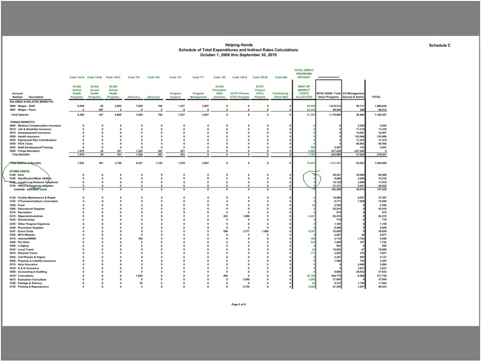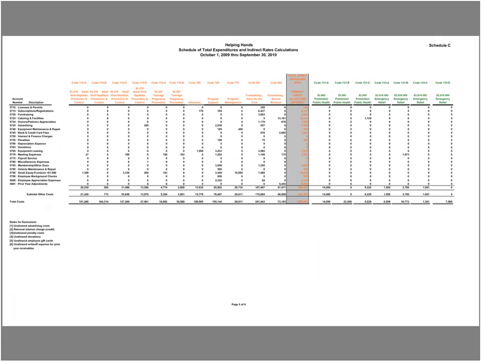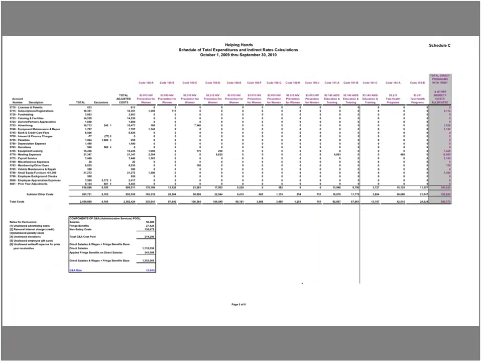That's why we had to do a rate development that was based on a salary and fringe base. We could not use a modified total direct cost base because there would be some double charging here. So I just wanted to explain this to you. We're going to go back to this in a minute.